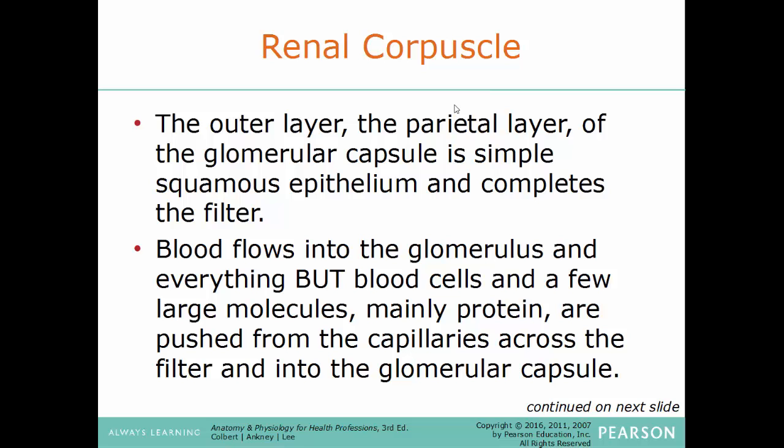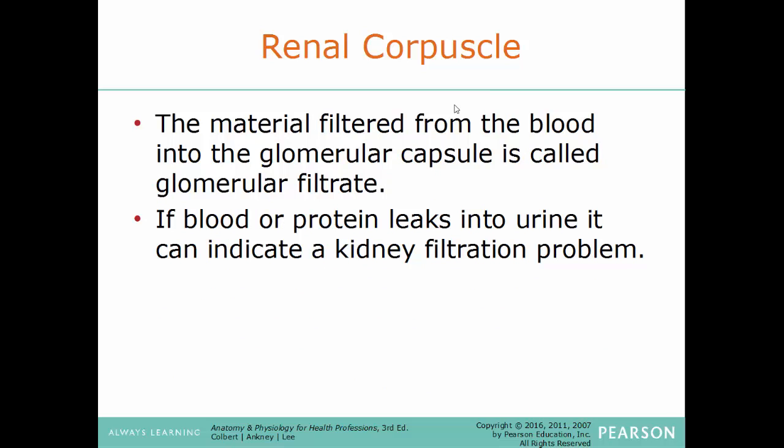So what you have is blood flowing into the glomerulus, and everything but blood cells and a few of the larger molecules like proteins are pushed through the capillaries across the filter and into the capsule. So blood cells are going to be too large, they don't get filtered. Some of the larger molecules like proteins aren't going to be filtered because they're too big, but everything else gets filtered and caught by the Bowman's capsule. So at this point, the material that gets filtered is now called filtrate.